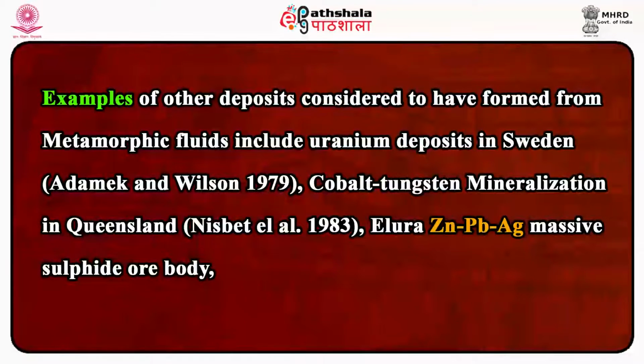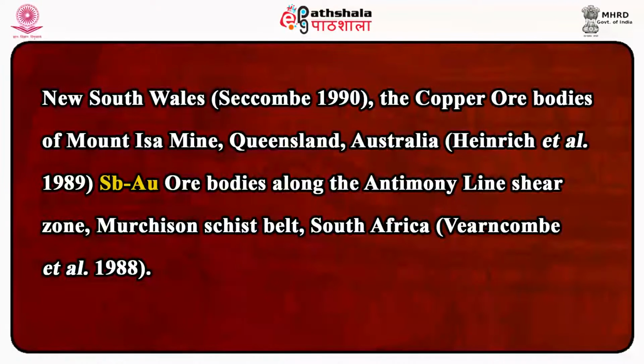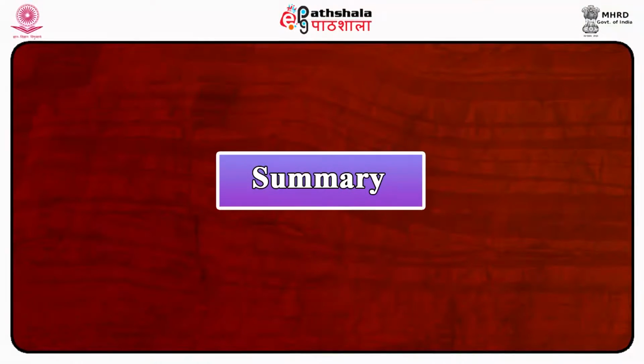Examples of other deposits considered to have formed from metamorphic fluids include uranium deposits in Sweden, cobalt tungsten mineralization in Queensland, Illawarra zinc, lead, silver massive sulfide ore body, New South Wales, the copper ore bodies in Mount Isa mine, Queensland, Australia, and the antimony ore bodies along the antimony line shear zone, Murchison schist belt, South Africa.